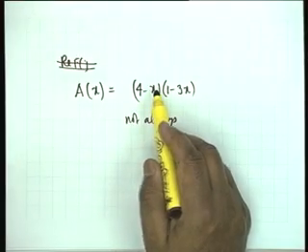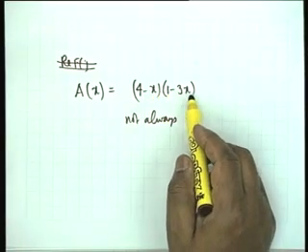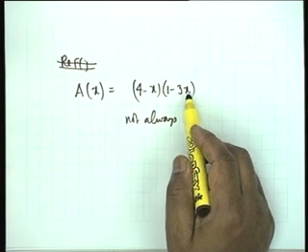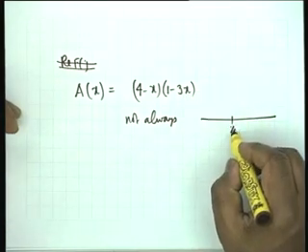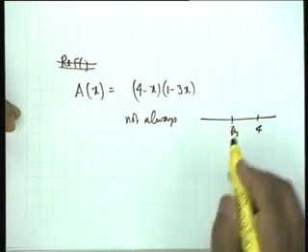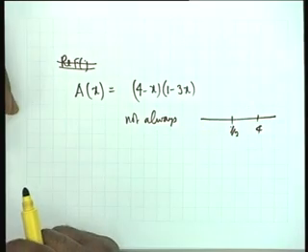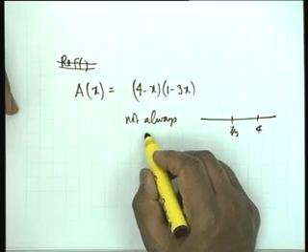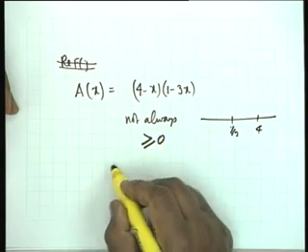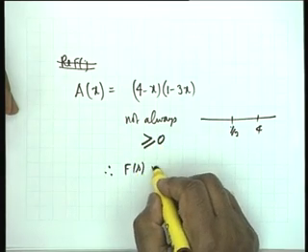As soon as we see there is a root on the positive real axis at x equal to 4, and a root on the positive real axis at x equal to 1/3, at both places the function changes sign, and therefore it is not always greater than or equal to 0. Therefore f of s is non-PR.